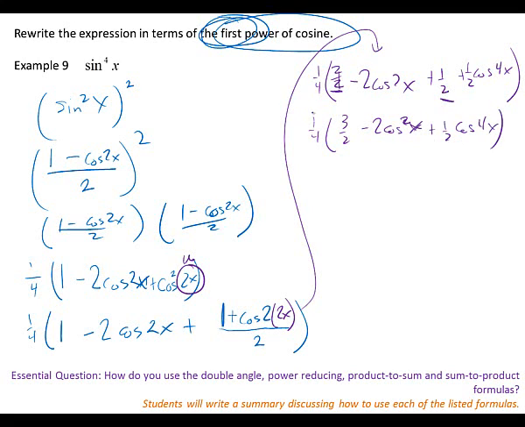What's the last step, do you think, to get a book answer? We're going to distribute. So we'd have 3 over 8 minus, what's 2 over 4 going to reduce to? 1/2 cosine 2x, and then 1/4 times 1/2 is 1/8 cosine 4x. Alright, we're going to do one more. The next one's not as bad. We should have probably done the next one first.